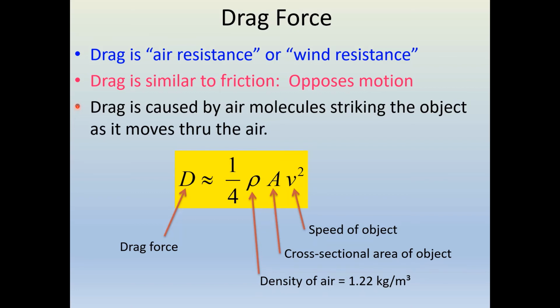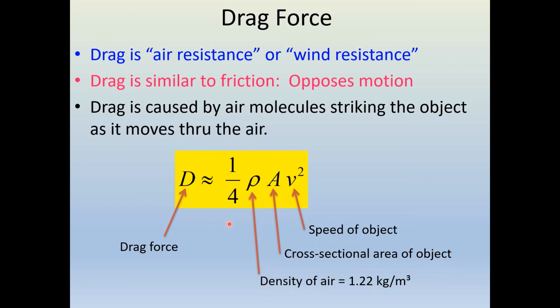And it's caused from all the microscopic collisions of the air molecules striking the surface of the object. So we're not going to derive this result here. It requires a bit of fluid dynamics, which is beyond the scope of this course. But the result is shown here. The drag force is approximately equal to, so again, this is just an estimate here, 1/4 times ρ, this is a Greek letter rho, which represents the density of air.